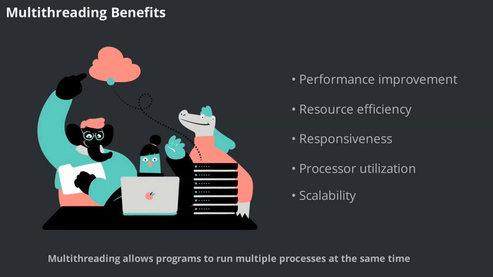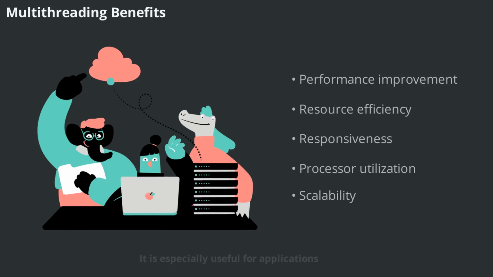Multithreading allows programs to run multiple processes at the same time, improving performance and enabling efficient use of resources. It is especially useful for applications that require responsiveness and simultaneous operations, such as servers and user interfaces. Multithreading also allows programs to utilize multiple processors, increasing throughput and scalability.